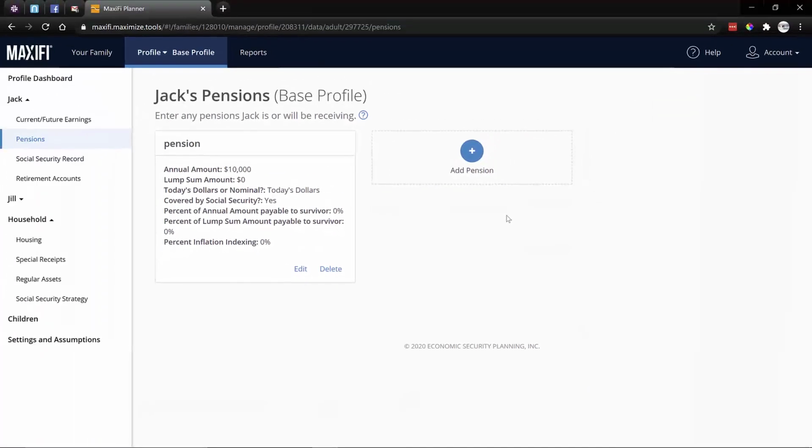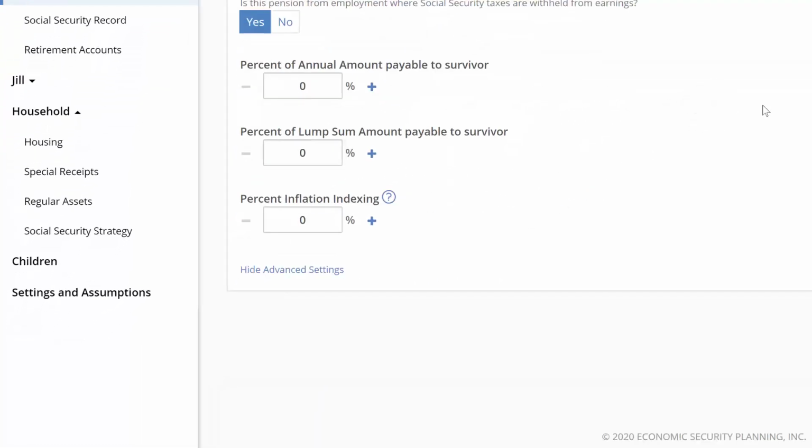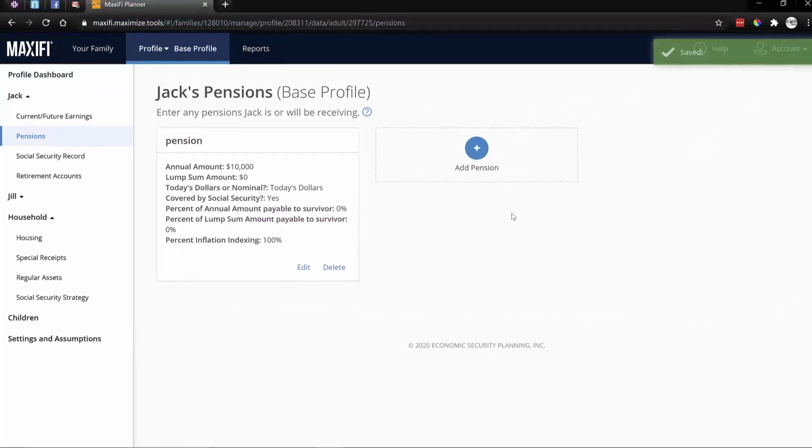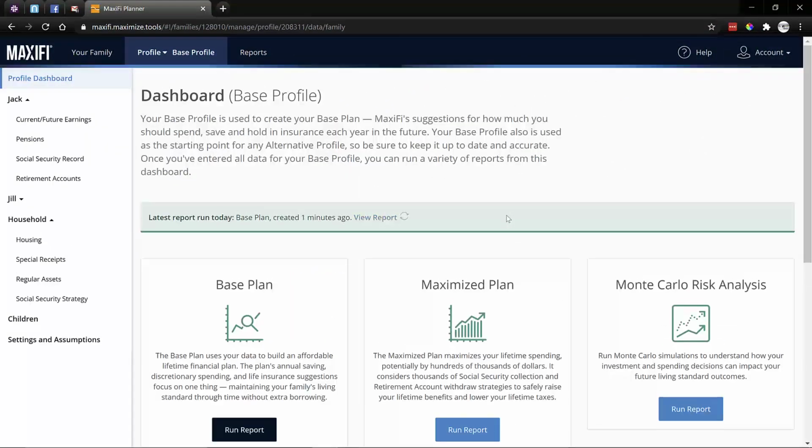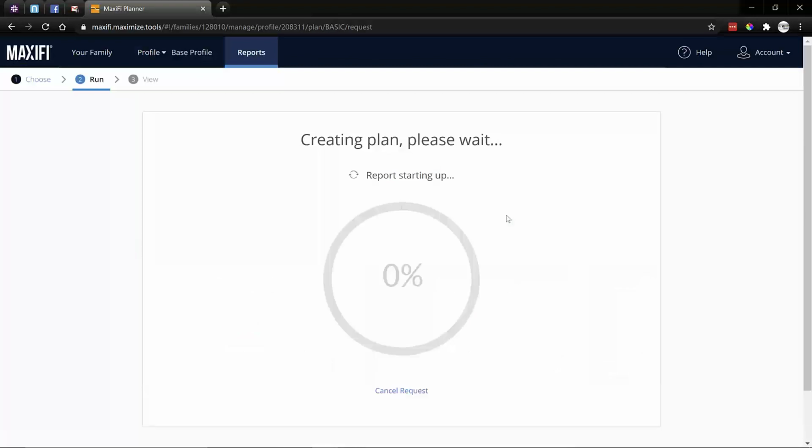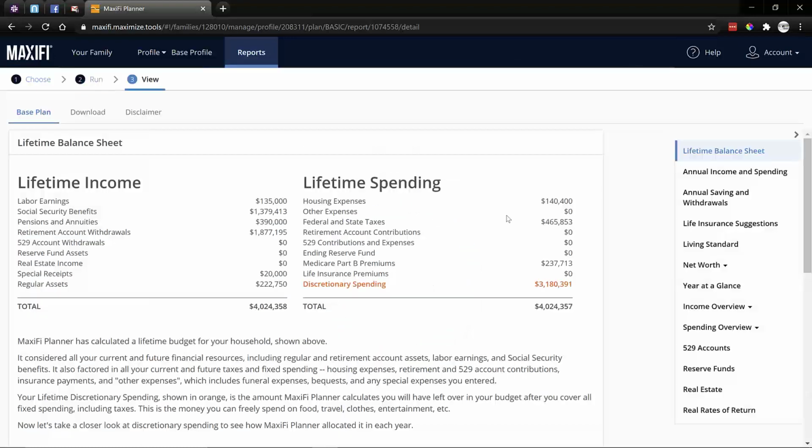On the other hand, if the pension is the kind, perhaps more rare, that COLA adjusts fully each year, it might be, say, 100% indexed to inflation. And in that case, we would see our pension presented this way in the report, as steady, even amounts in today's dollars all the way down the column.